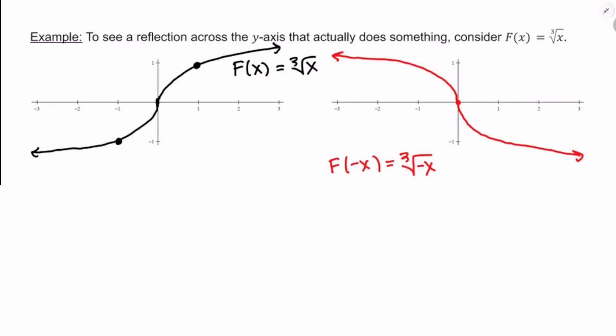If you look at this, this is actually also a reflection across the x-axis, and the reason for that is that the cube root of -x is the cube root of -1 times the cube root of x. You can do that with radicals, and the cube root of -1 is -1. So that's negative of the cube root of x, which is what we would get if we had reflected across the x-axis.